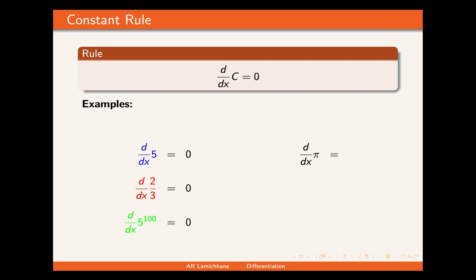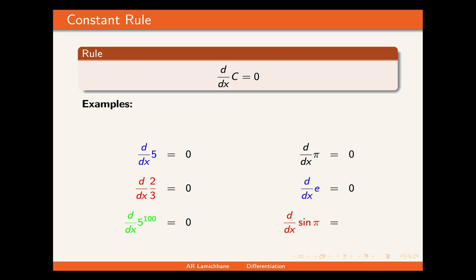In the same way, the derivative of pi with respect to x. Pi, of course, is also a real number, right? And so it is a constant, so the derivative of that will be 0. The derivative of e, the natural exponential number e, since that is also a constant, will also be 0.